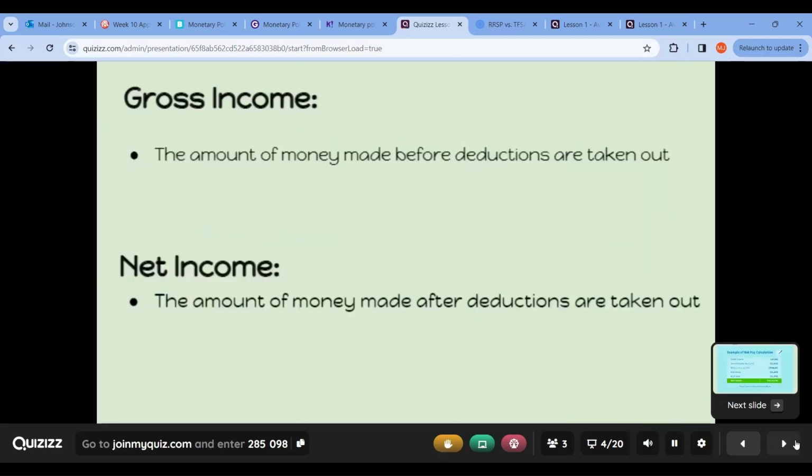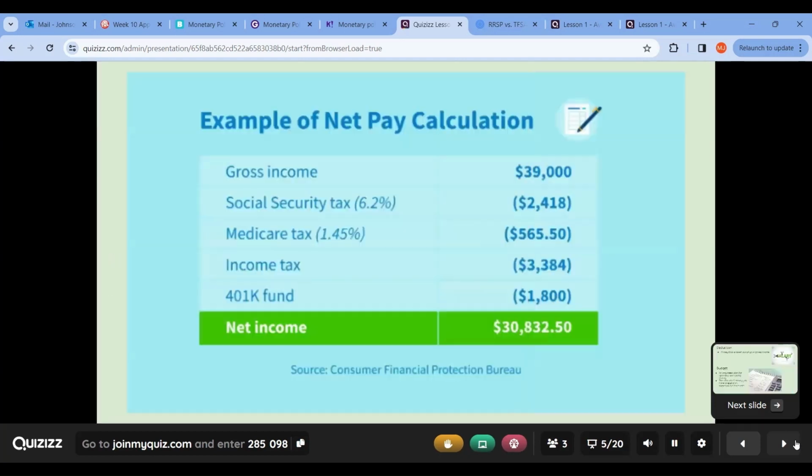So gross income is the amount of money made before deductions are taken out, and then net income is the amount of money made after deductions are taken out. So we get deductions for Canadian Pension Plan, for employment insurance, for any pension plan we pay through work, for any benefits we pay through work, any taxes they withhold for the end of the year, any of that kind of stuff.